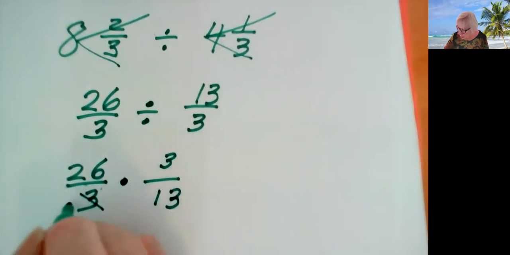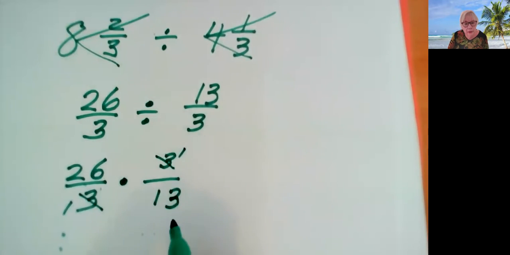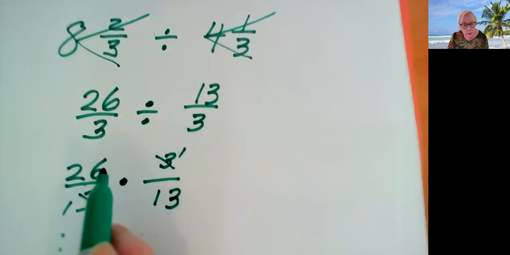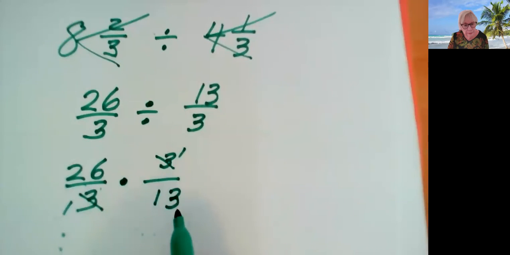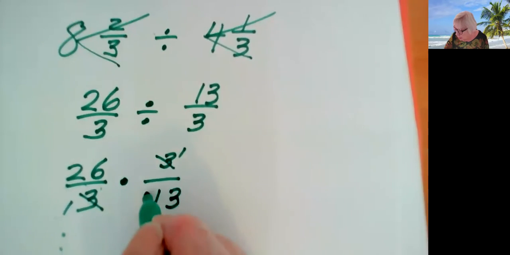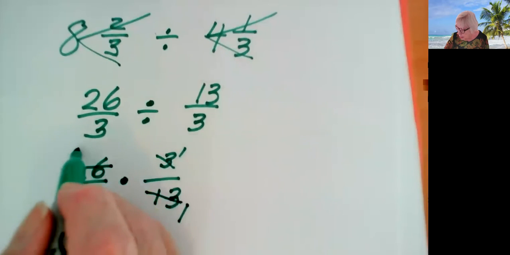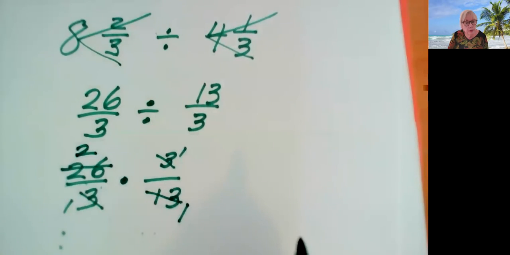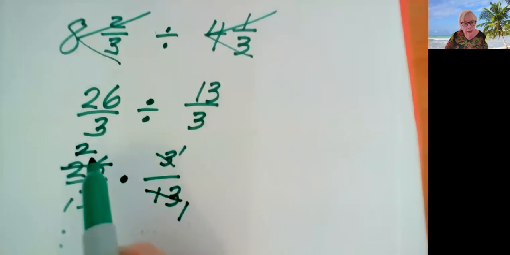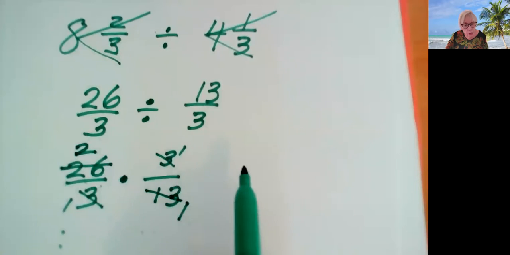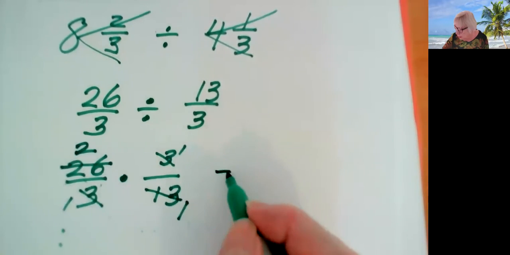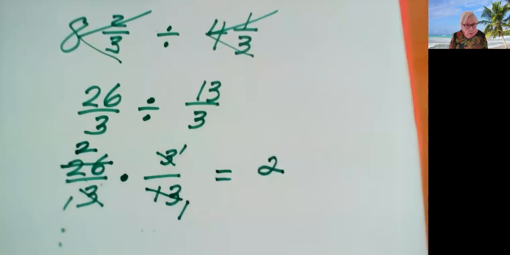The 3's cancel, easy. And the 13 and the 26, you might be able to see that one is double the other. So 13 divides into 13 once. Into 26, it goes exactly 2 times. So what we have left, 2 times 1 is 2/1. In the end will be 2, okay?